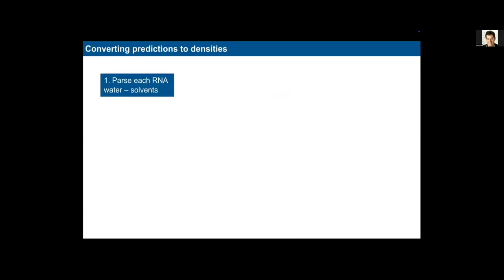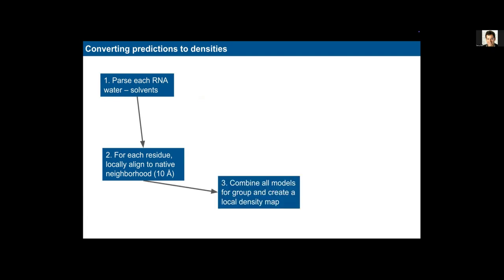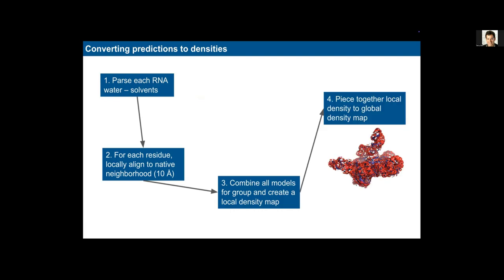So how did we actually assess this? Well, our first step was just to convert these atomic models to densities. So we parsed out all the waters and solvents. This was a very key step of aligning by each residue locally. Because water structure is a local phenomenon, we went residue through residue, took the 10 angstrom neighborhood and did an alignment there, and then combined all those locally aligned densities together to create a single local density map.